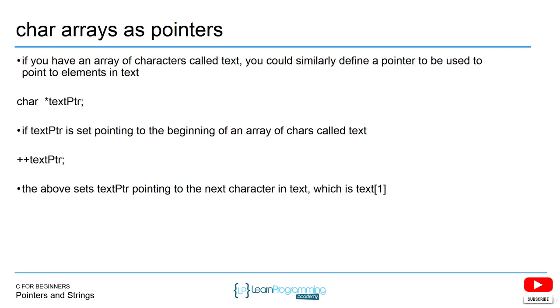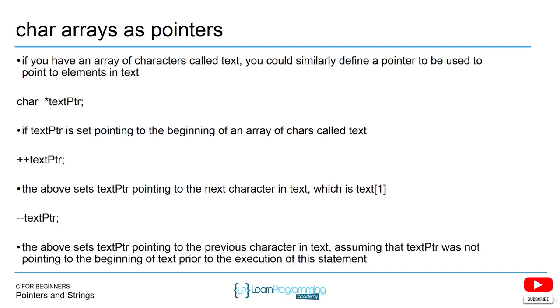So this, plus plus textPointer, is going to set the textPointer pointing to the next character in the text, which is text sub 1. So if we want to look at the next element in the array, just like for integers, all we have to do is add 1 to it and we can get the next character. It's much more useful though in character arrays because you can easily manipulate characters one by one.